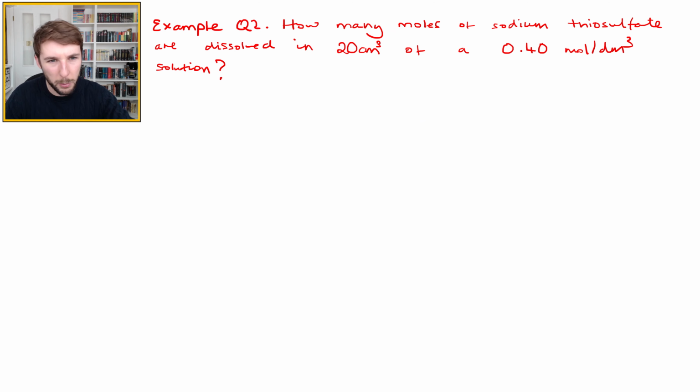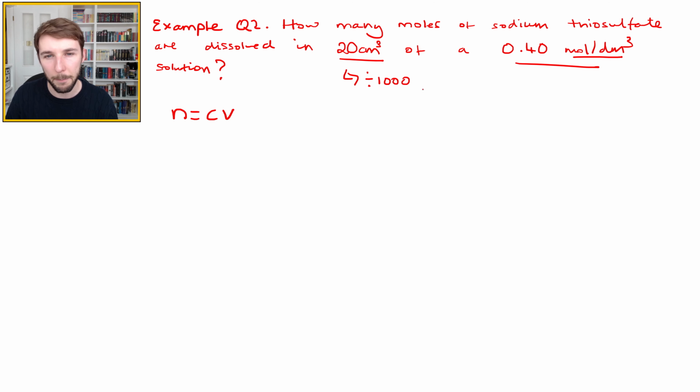Okay, so another example for you here. How many moles of sodium thiosulfate are dissolved in 20 centimeters cubed of a 0.4 moles per decimeter cubed solution? So again, we are going to use our equation n equals CV, moles equals concentration multiplied by volume. And we already have our concentration over here. We can see that because its units are moles per cubic decimeter. And we have our volume here, but we need to divide that by 1000 before we begin working on it. That will give us 0.02 cubic decimeters.